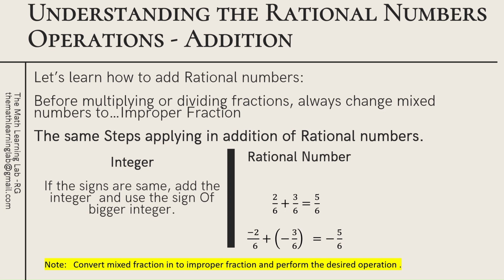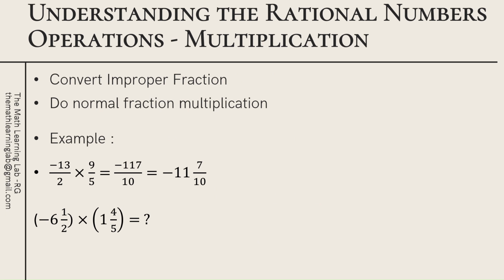Another thing to make it easier, you can convert a mixed fraction into an improper fraction and perform the given operations. How to multiply? For example, let's say you have to do negative 13/2 times 9/5. To multiply rational numbers, multiply numerator to numerator and denominator to denominator. Negative 13 times 9 is negative 117, 2 times 5 is 10. So it's negative 117 over 10, which is equal to negative 11 whole 7 tenths.